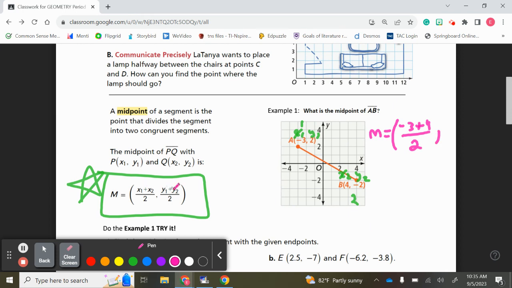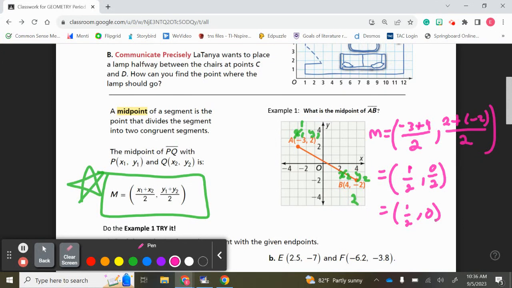Now I have Y1 plus Y2. So here's my Y1, which is 2, plus -2 divided by 2. Close the parentheses. So here we have -3 plus 4. So this is going to be now 1 over 2. Now this is going to subtract and be 0, so that's 0 over 2. So my midpoint should be at 1/2, 0.